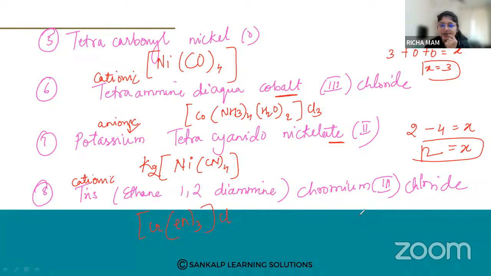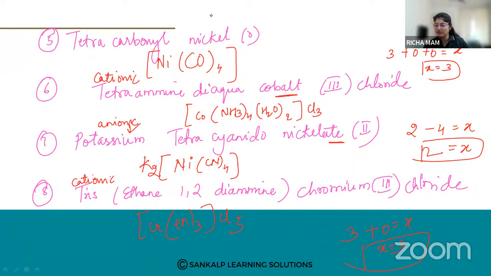So let us see what will be the charge. Chromium is 3. Ethane diamine is 0. So it will be X. So X will be equal to 3. So the number of chlorine atoms is 3. Okay. Is it clear up to here? Yes, is it clear? Don't get confused.